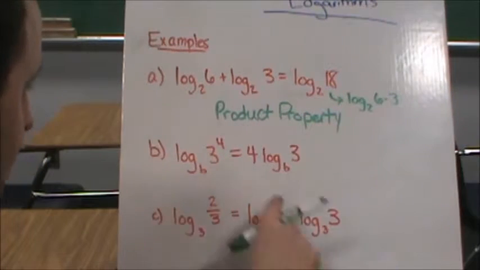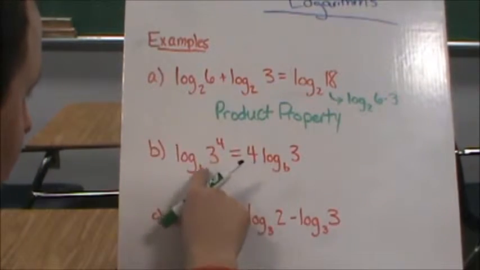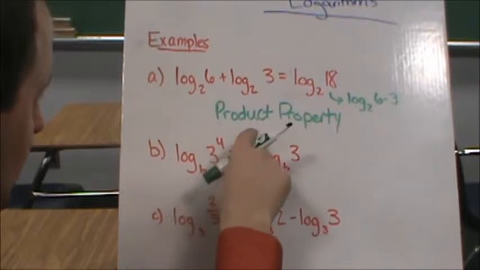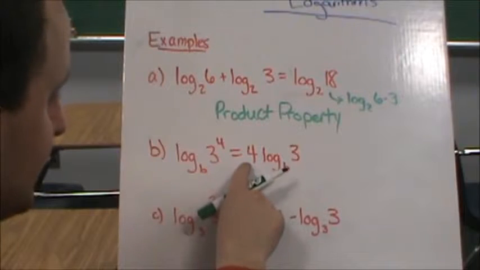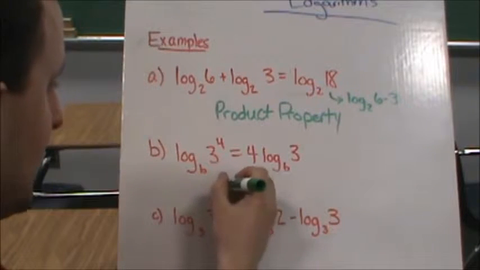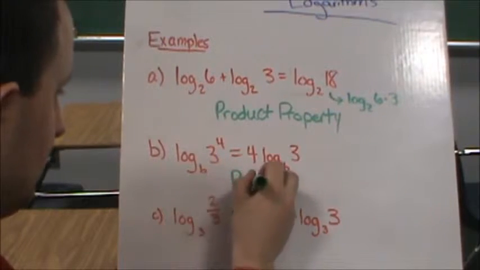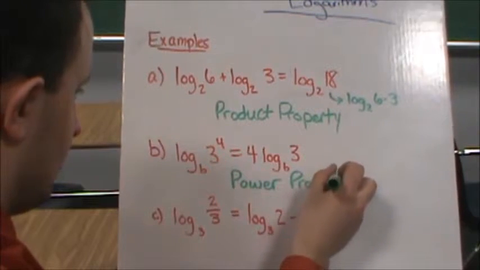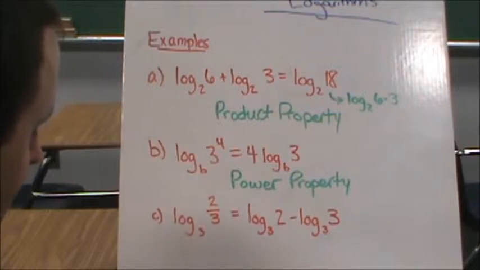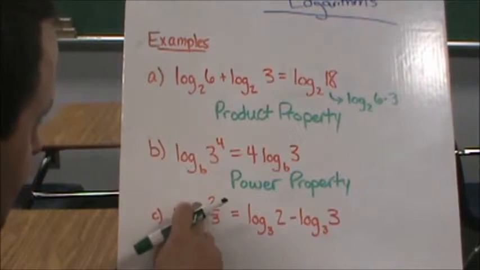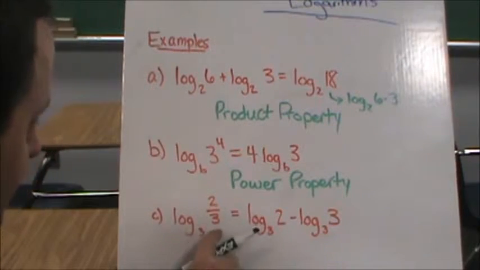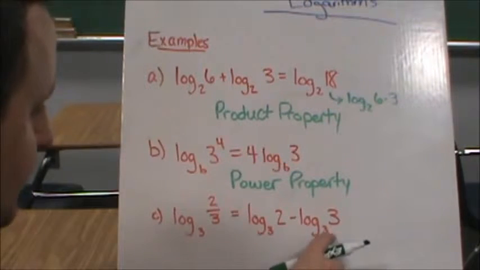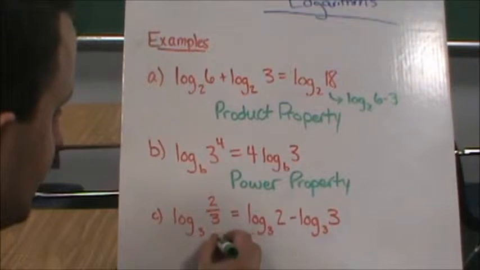For B, you have log base b of 3 to the 4th power. Well, you have something raised to the 4th power. The 4 comes out in front. So this looks like the power property. And for the last one, you have log base 3 of 2 divided by 3. Well, 2 divided by 3, you get log base 3 of 2 minus log base 3 of 3. That is the quotient property.